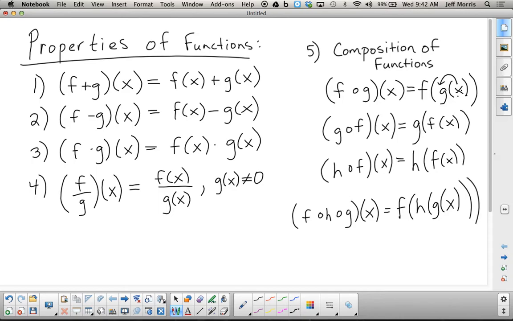That would be composing three functions. And the way this would work, you would take x, plug it into g of x. Figure out what g of x is. What would you do next? Take that answer and plug it into h. Take that answer and plug it into f.